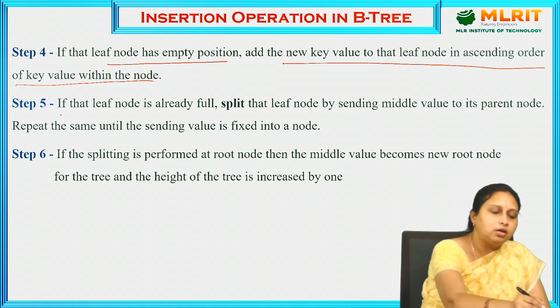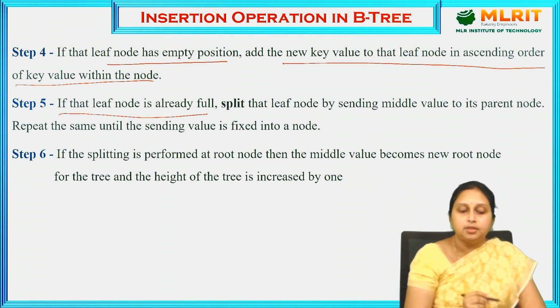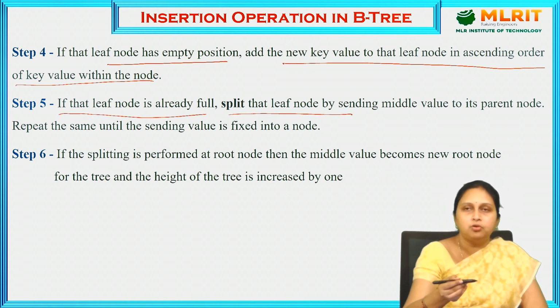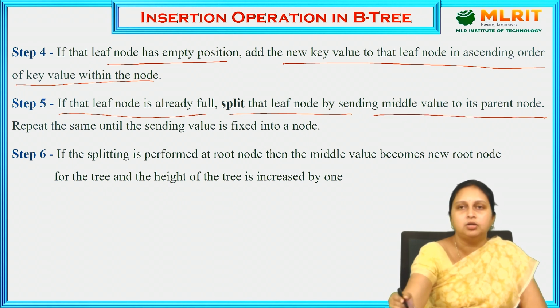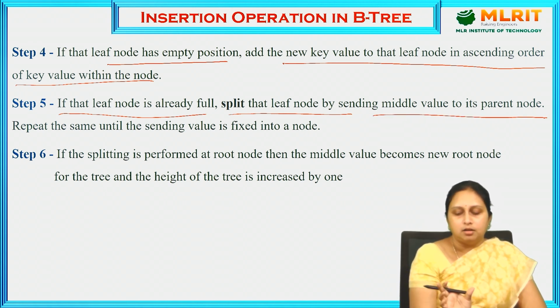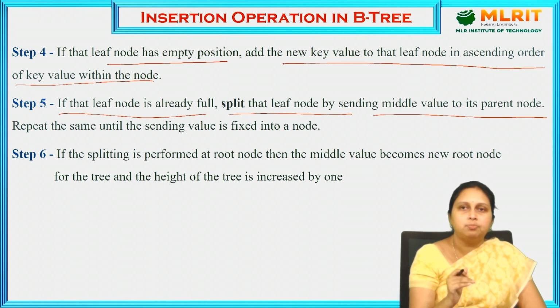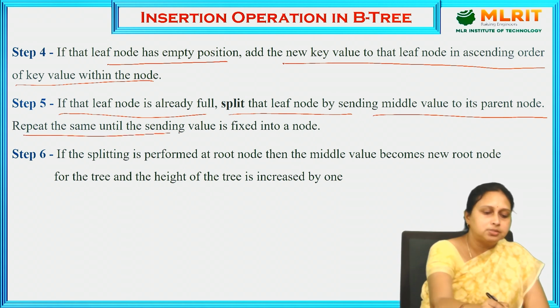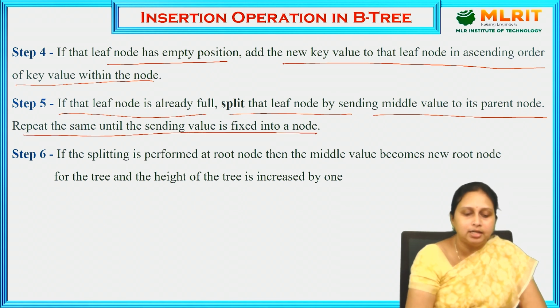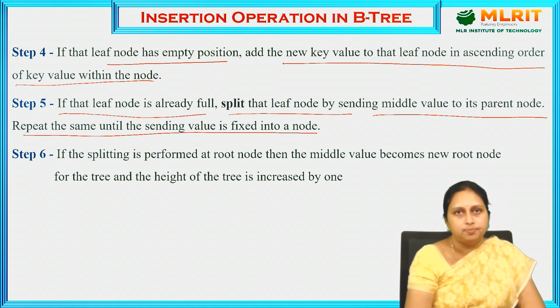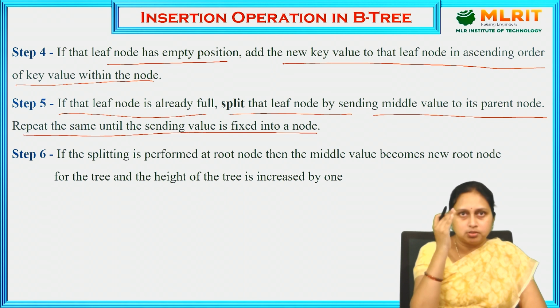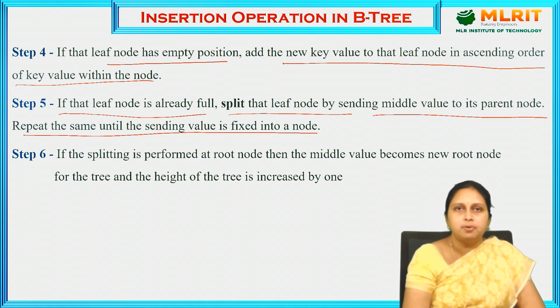And if the leaf node is already full, then what do we need to do? Split the leaf node by sending the middle value to its parent node. We place the elements in sorted order, split that leaf node in the middle, and move that particular element to the parent node. Repeat the same steps until the sent value is fixed into a node. We repeat this process until it reaches a suitable node.